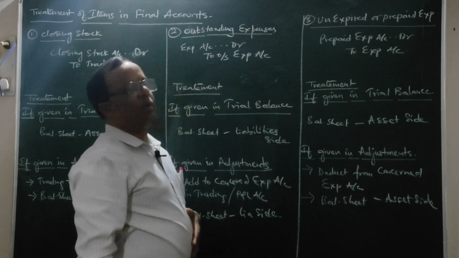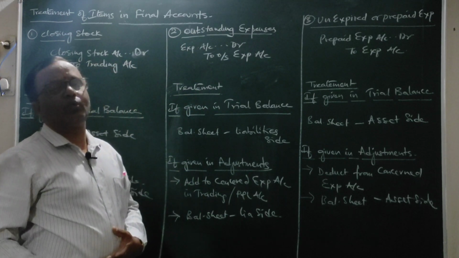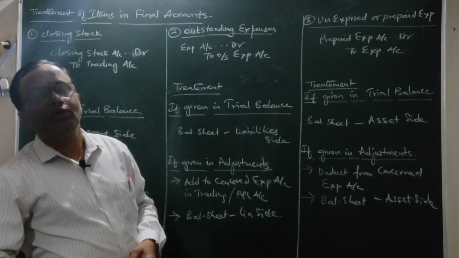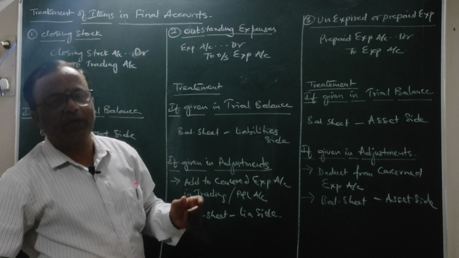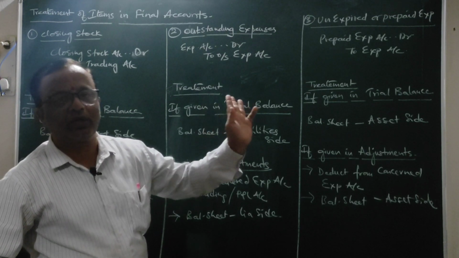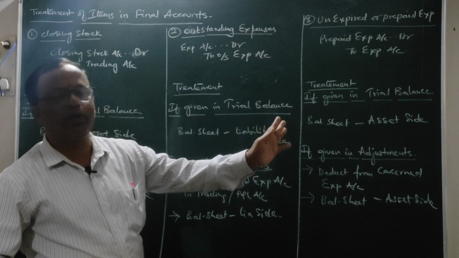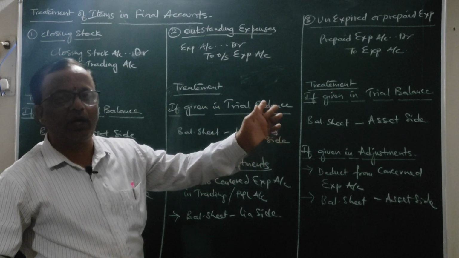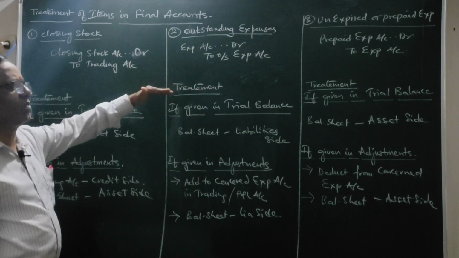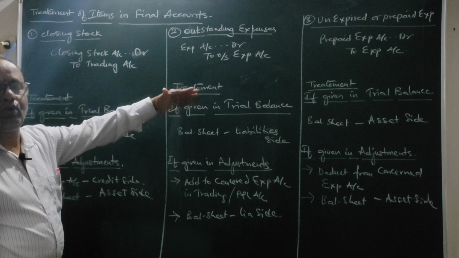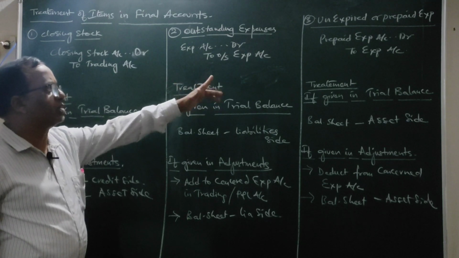Just like prepaid insurance: from insurance, we should subtract that particular amount. Insurance account, being an expense account, will show a debit balance. So if you want to deduct the prepaid expense, you post it on the credit side. At that time your entry will be: Prepaid insurance account debit to insurance account. So this is the treatment. If you are aware of these treatments, doing the final accounts is very simple. So this is the third one.